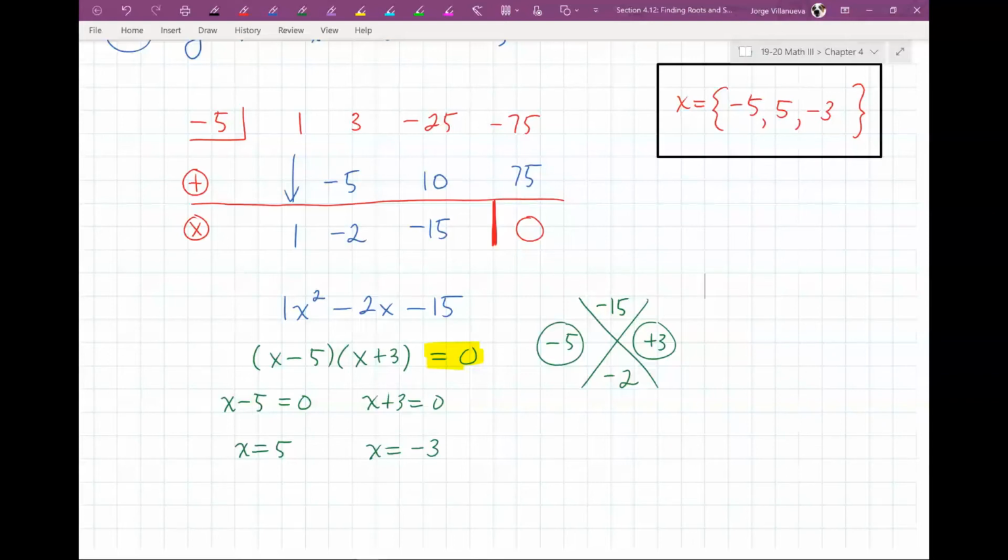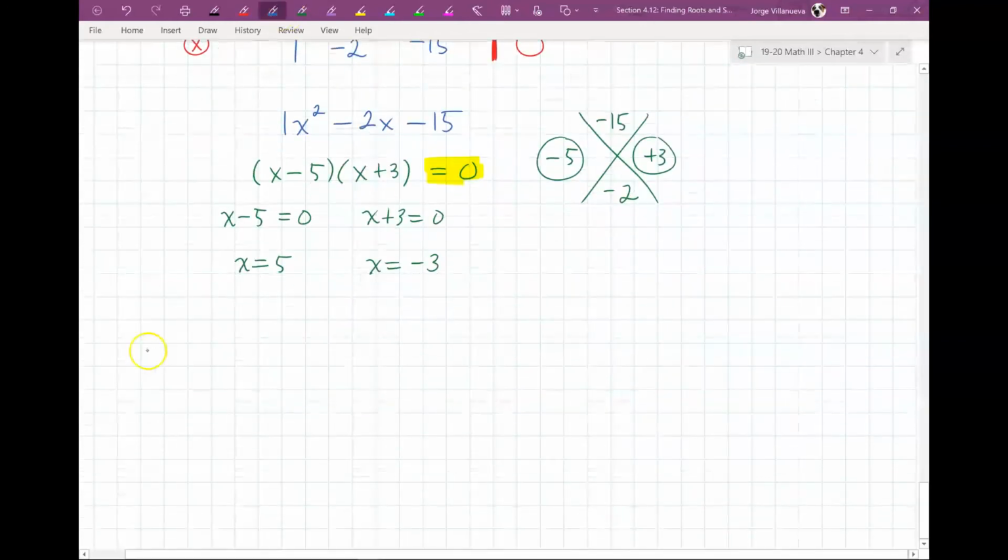Unless you have something like number 4, which we'll do at the end, because that one you have to factor first before you do anything else. So let's do one last one, and then we'll go to the one that's supposed to be the toughest one to do. But number 10.